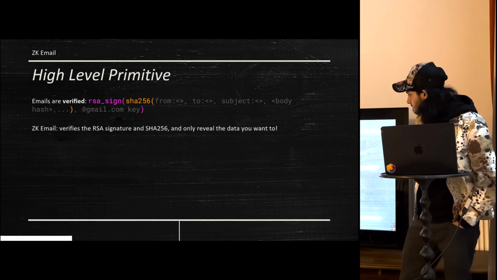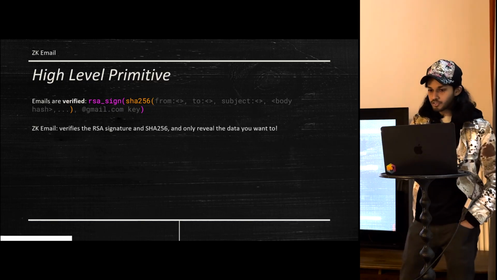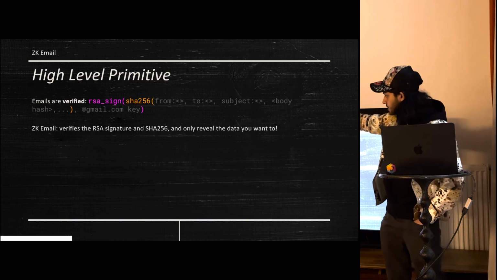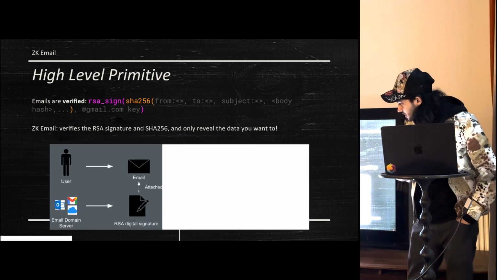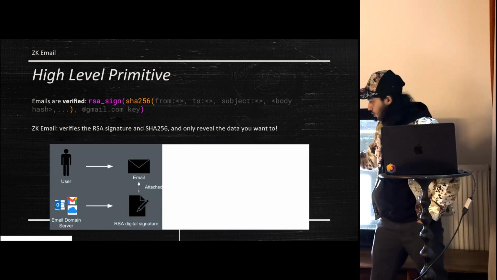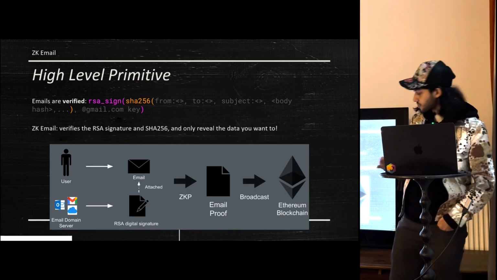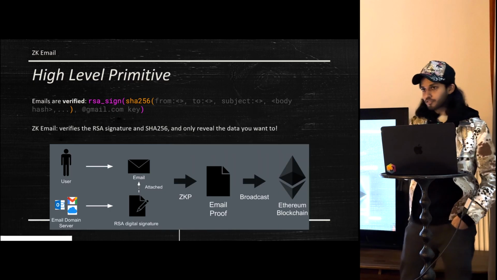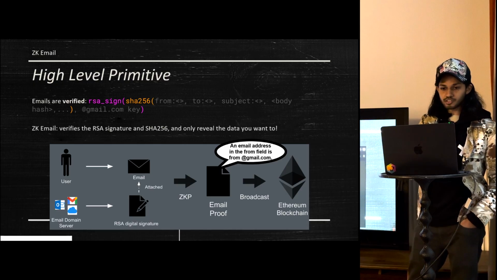And so what happens with ZK Email is you can verify this DKIM signature inside a ZK proof, and subsequently say, I only want to reveal specific parts of this data. Specifically, when you send the email, your email domain server will construct an RSA signature and attach it to the email. When the email is received by someone, they'll make the ZK email proof and then send that on chain. That proof will only reveal specific public fields.